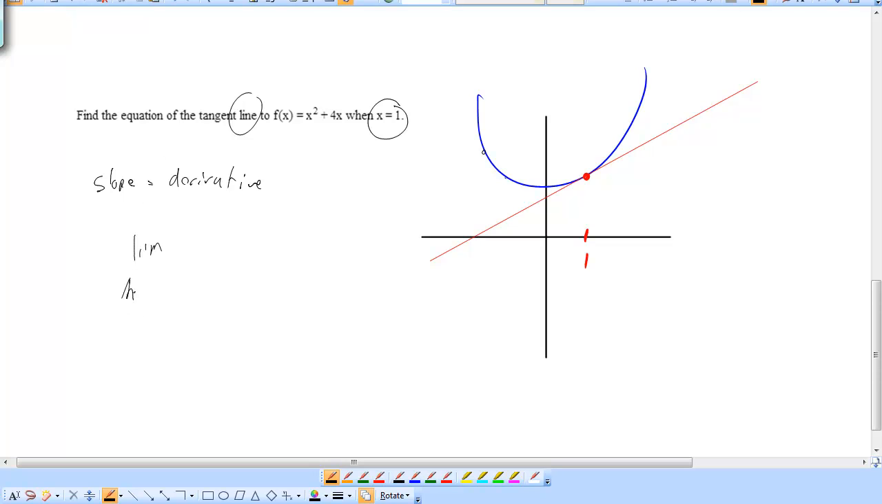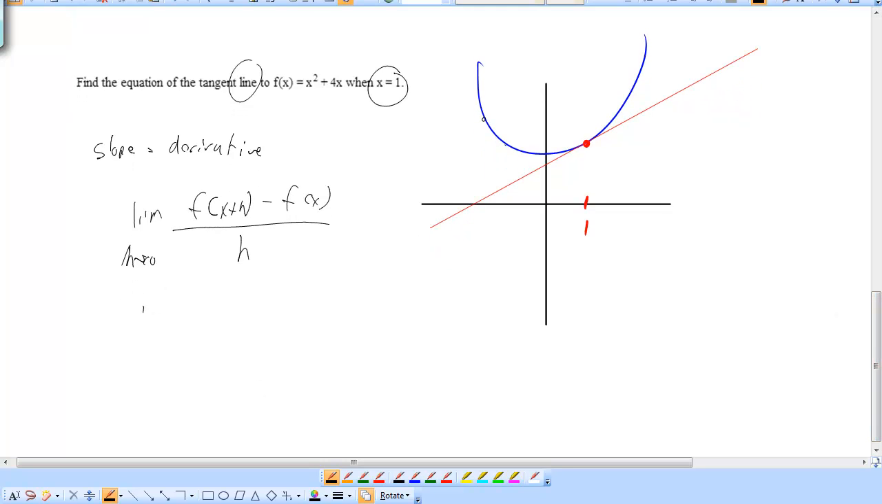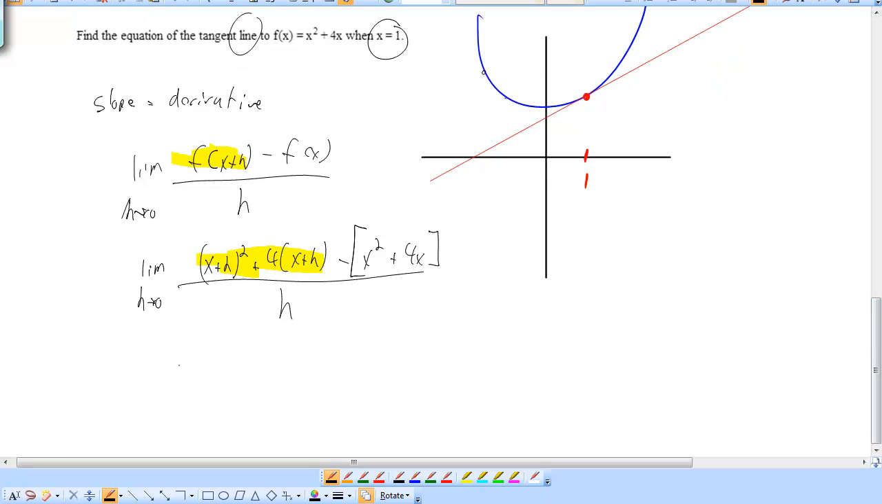Remember, the definition of a derivative is we use that limit definition as h approaches 0. It's the y2 minus y1 over x2 minus x1 kind of idea that we built. So we evaluate f of x plus h, where the function is x squared plus 4x. So it's x plus h squared plus 4 times x plus h. That's just this first part. The second part is just minus f of x, and I'll put my brackets because it's minus the whole thing.